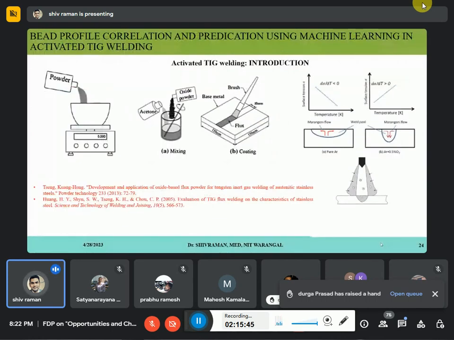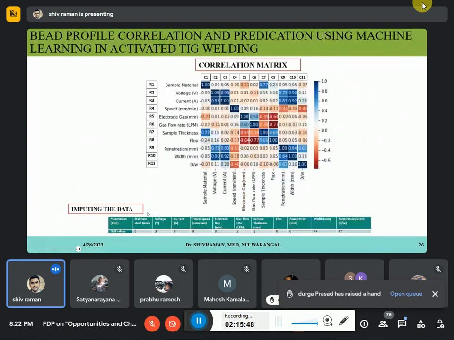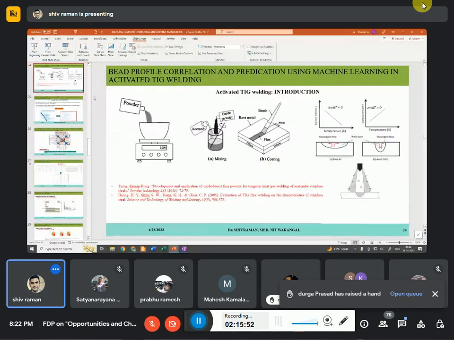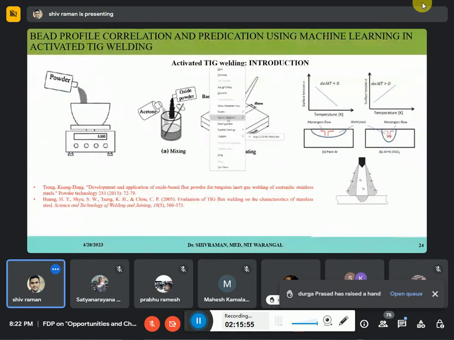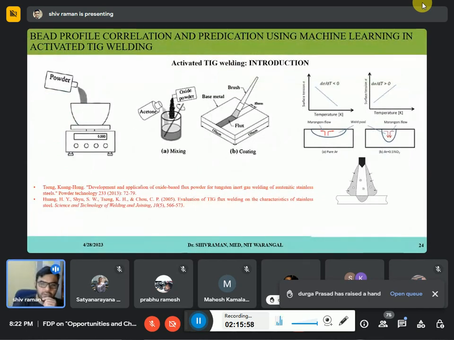So if you talk about the activated TIG welding process, as I was telling you, if you are going for a higher thickness welding, let's say this one, with the help of the TIG welding process, you have to perform multiple passes. These multiple passes will be a time consuming process, and also you are supplying additional filler material in between in order to fill that. So in order to join a thicker plate, basically you need a significant amount of time.